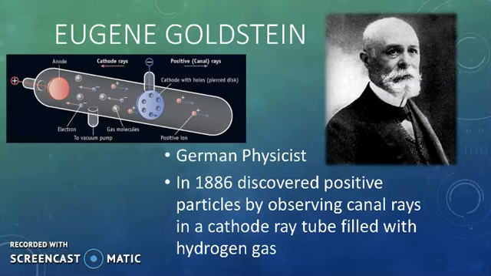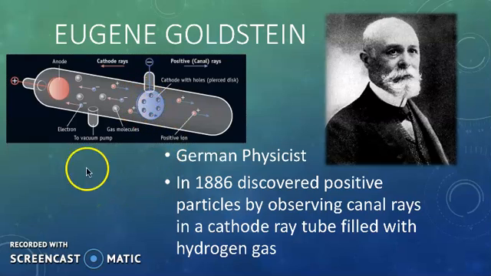Next we have Eugene Goldstein. We credit him for discovering the proton. He was a German physicist, and in 1886 he discovered positive particles by observing canal rays in a cathode ray tube filled with hydrogen gas. If you ever get a chance to watch a video on cathode ray tubes, that is a good idea to get an idea of how they work. But pretty much you have an anode side that is positively charged and a cathode side that is negatively charged. The cathode in this diagram has the holes in it.